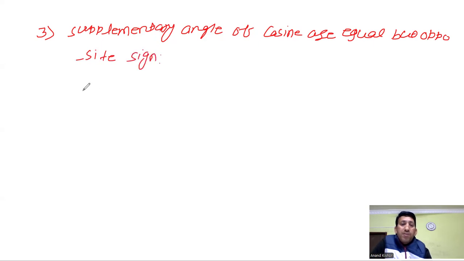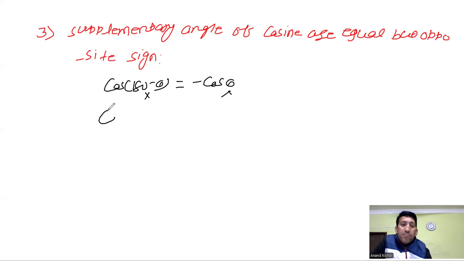If I say cos 180 minus theta is equal to minus cos theta. See, 180 minus theta is supplementary, meaning the sum of the two angles is 180: 180 minus theta plus theta is 180. So cos 180 minus theta is minus cos theta. How? This is not 90 or 270, so cos remains the same, cos theta, and this is the second quadrant, where cos is negative.